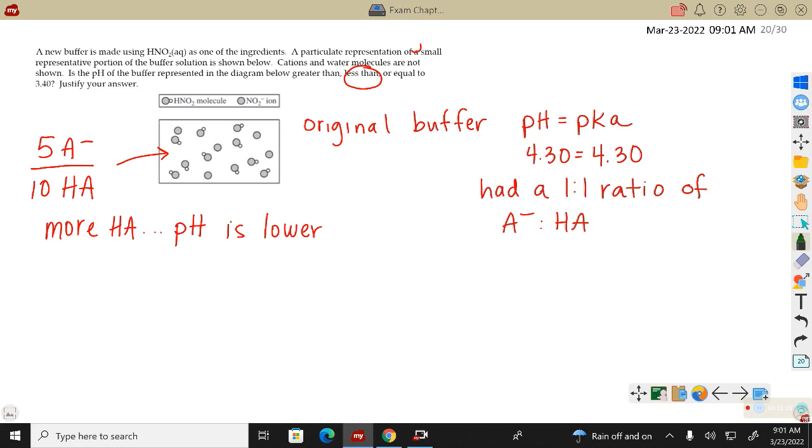So 3.4 was the 1-to-1 ratio buffer. But now if I look at the composition of this buffer, it looks like there's actually more acid than conjugate base. It's still a buffer. I've still got the weak acid and conjugate base. But if there's more acid in the buffer, then I would expect the pH to be a little bit lower, or a little more acidic.